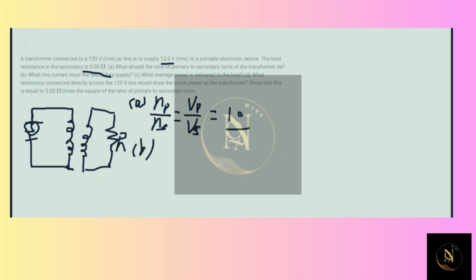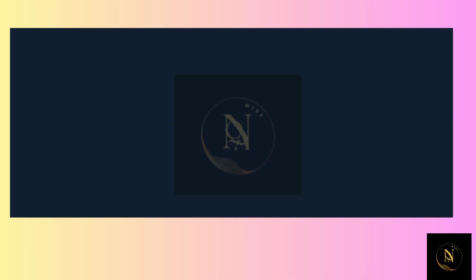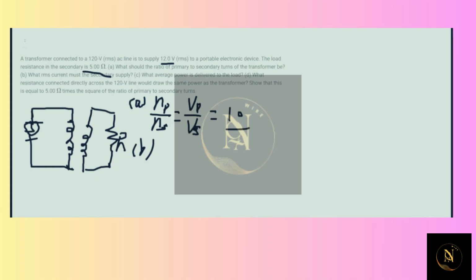And for part B, we want to find out the current in the secondary circuit, because we already know that the power supply in the secondary circuit is 12 volts, and we also know the resistance is 5 ohms. So the current is easy. Just use Ohm's law. So it's 12 volts over 5 ohms equal to 2.4 amperes.